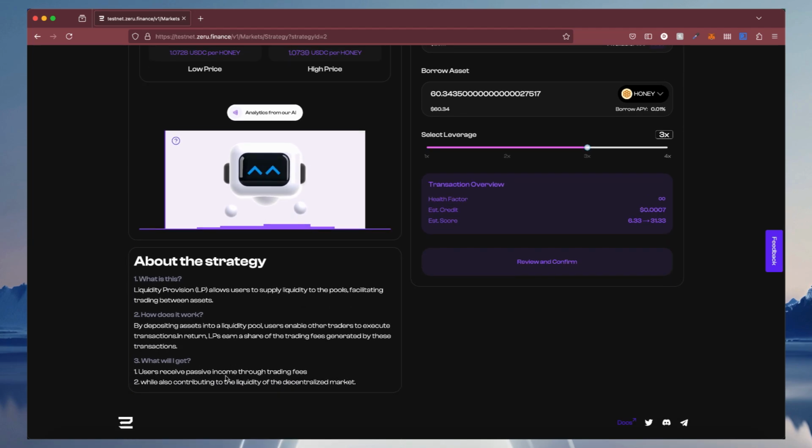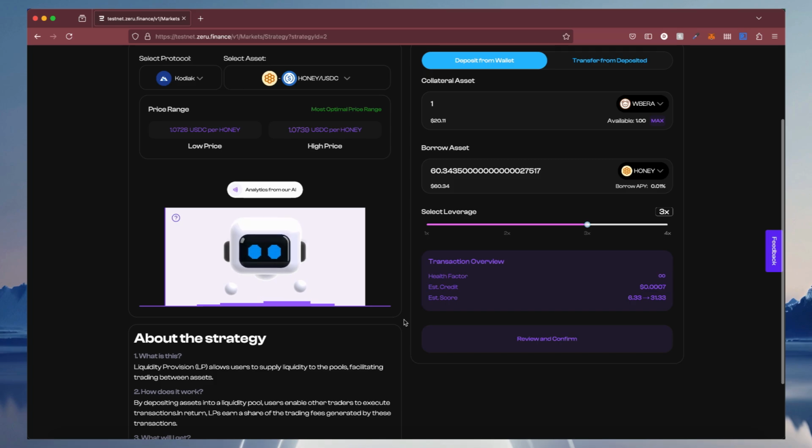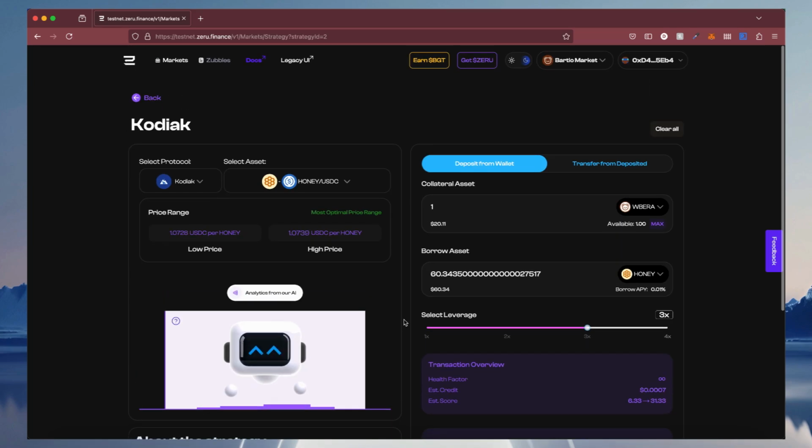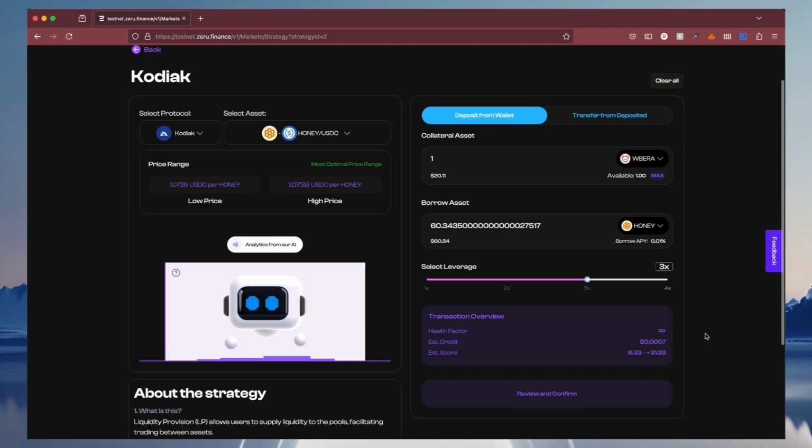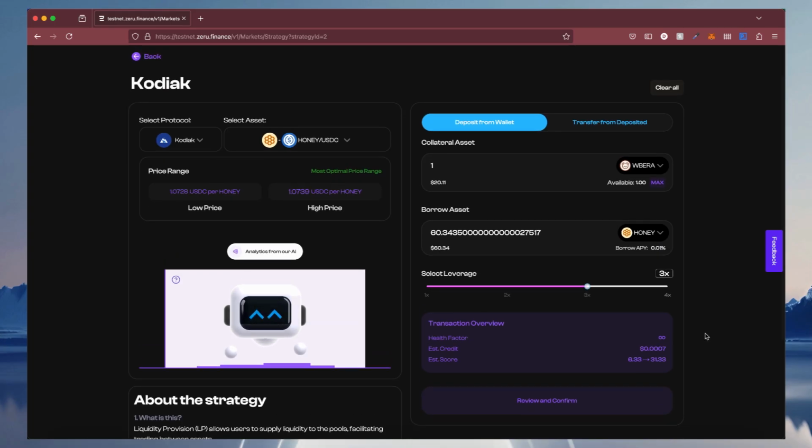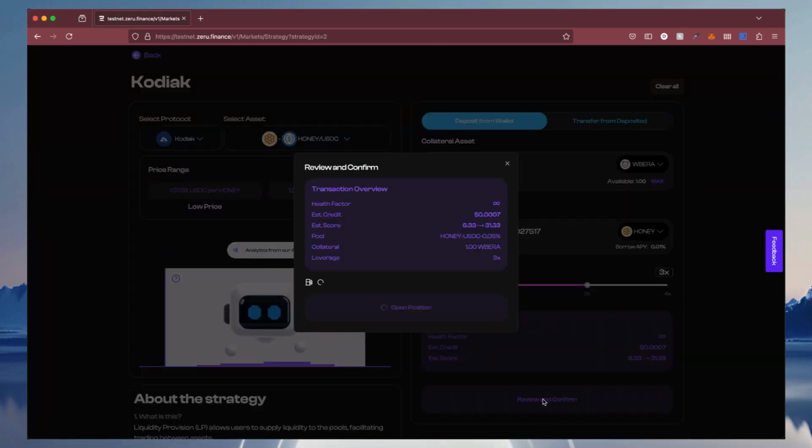Obviously, we're going to be earning passive income through trading fees, and we're also going to be depositing more liquidity into this decentralized market pool, which is great for users because they will experience less slippage, and therefore it makes the pool more attractive to trade into, to swap through. So this is all pretty simple. We're going to review and confirm the transactions here. About 60 cents worth of Bera for gas. I'm going to open that position.